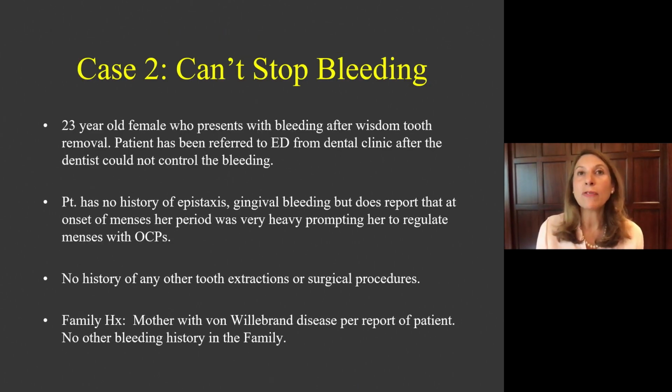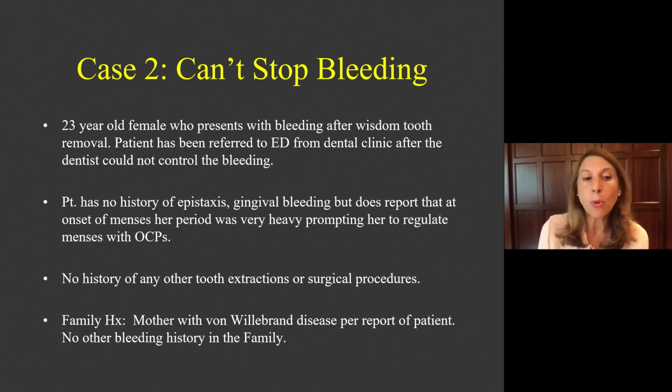All right, now that we've talked about a problem with von Willebrand factor, let's now move on to a second case. This is a 23-year-old woman who presents with bleeding after a wisdom tooth removal. The patient was referred to the ED from the dental clinic after the dentist just could not control the bleeding. The patient has no history of epistaxis or gingival bleeding, but does report that at the onset of her menses, her period was so heavy that she had to regulate menses with oral contraceptives at the age of 12. She has no history of any other surgical procedures, so you don't have any other challenges. She's never had any other tooth extractions or any other bleeds.